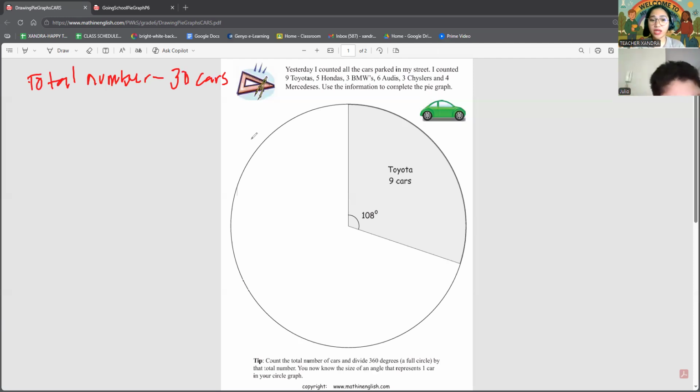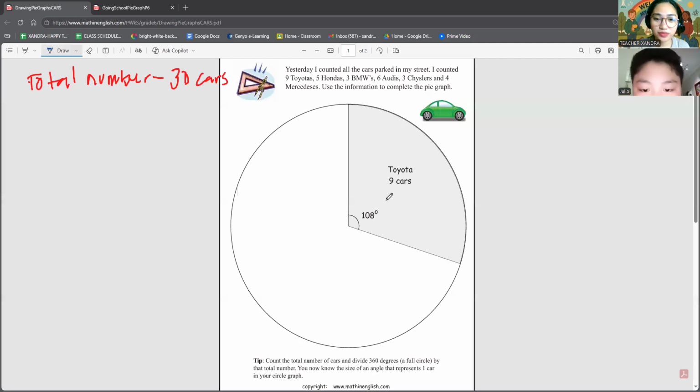Now step 2 is to look for the fractions, the decimals, and the percentage. What is the fraction for the Toyota? We will start here first. It's already given, but we still need to look for the percentage. What is the fraction for Toyota? Fraction of Toyota?